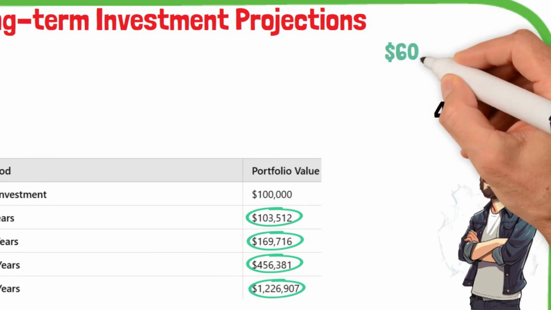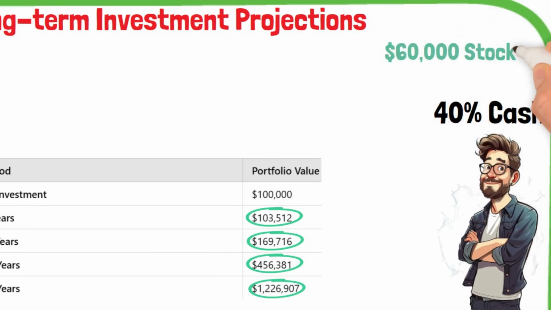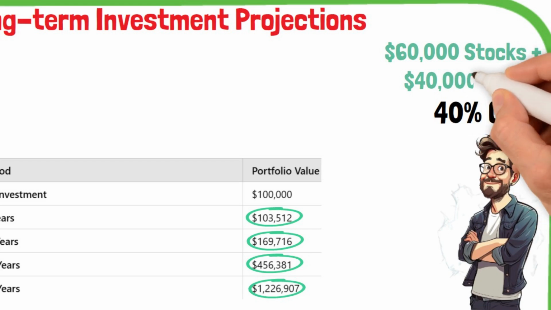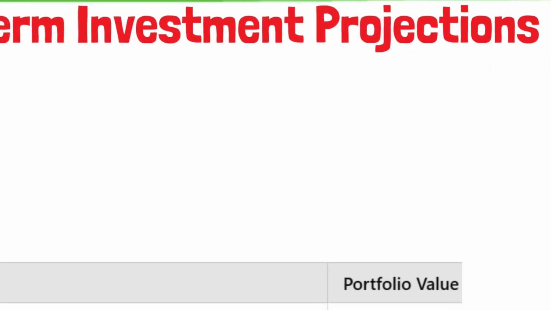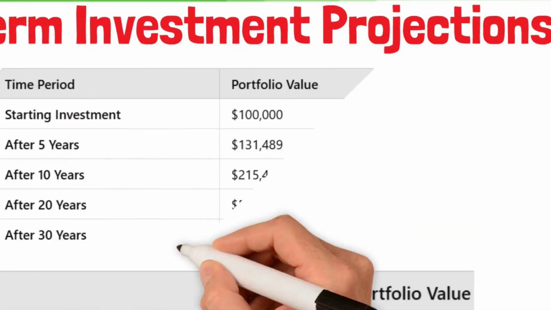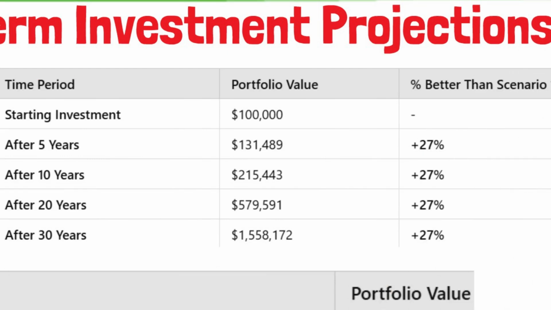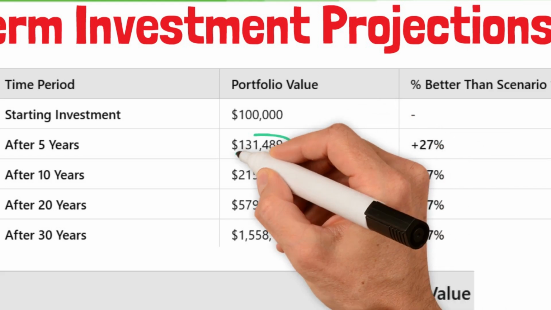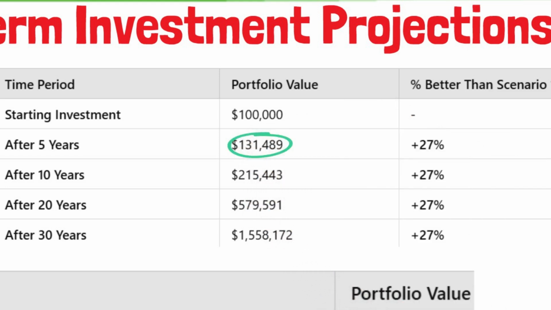Harry's portfolio initially becomes $60,000 stocks plus $40,000 cash. During the correction, stocks drop to $36,000, but Harry deploys cash at lower prices. After 5 years, $131,489, 27% better than Scenario 1.